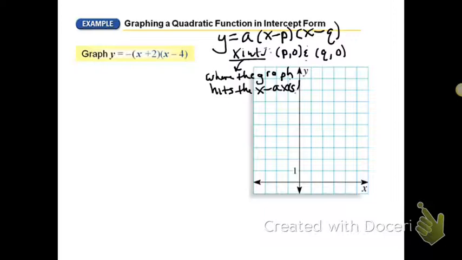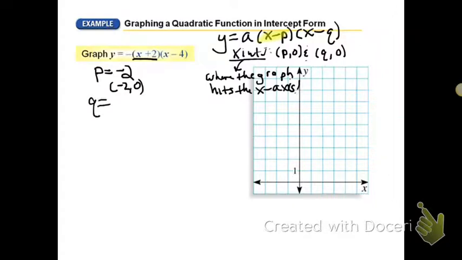When I look at the equation that's given to me, if I see an x plus 2, that tells me my p-value is really negative 2. Think about it. If we go back to the original form, x minus p, p is the number I'm subtracting from x. So if I see an x plus 2, I know I'm really subtracting a negative 2, which is the same as adding. Or if you prefer, you can think of it as just taking the opposite of what you see in the parentheses. So I know I'm going to hit the x-axis at negative 2. That's the coordinate negative 2 comma 0.